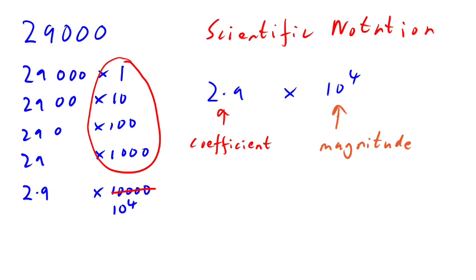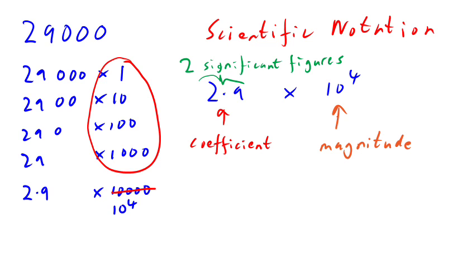Now, if you look at this number here, when we've done it as 2.9, we can see there are two numbers here. So that has two significant figures. So we can tell how big the number is. It's in the 10,000s. And we can look at it and say it has two significant figures.